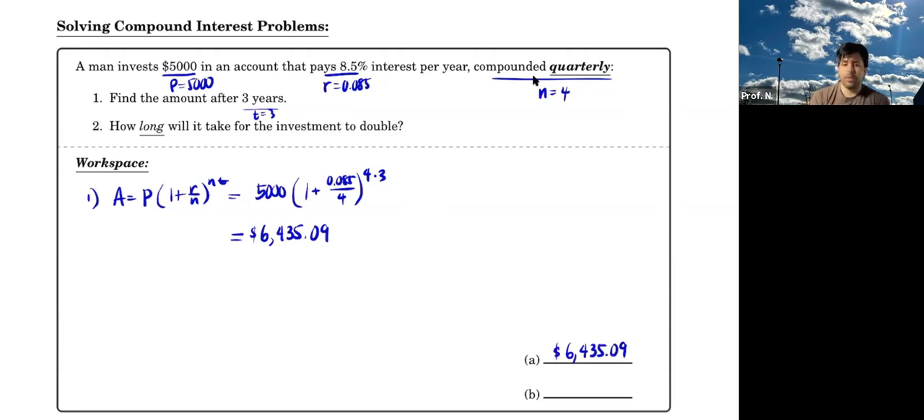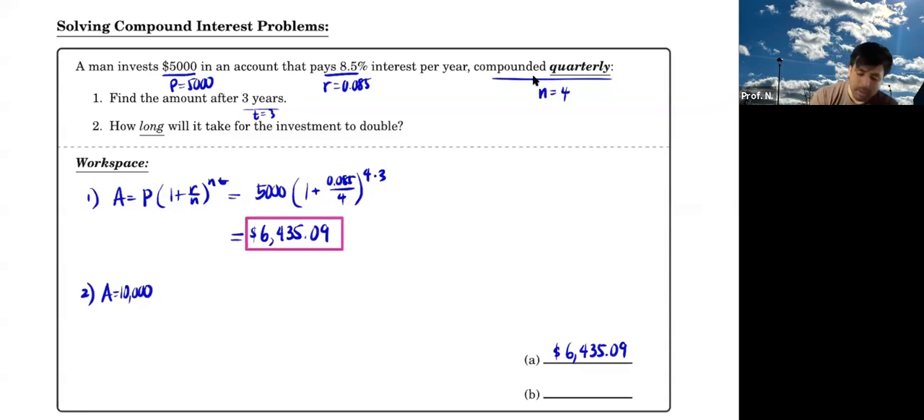So everyone okay with this first answer? Okay. So that's the first one, right? But the second problem here is a different question. It says, how long will it take for the investment to double? If I want my investment to double, I already know what the A value will be. If it doubles, then the A value will be 10,000. What I'm interested in is not what I get at the end, it's how long it takes to get there.